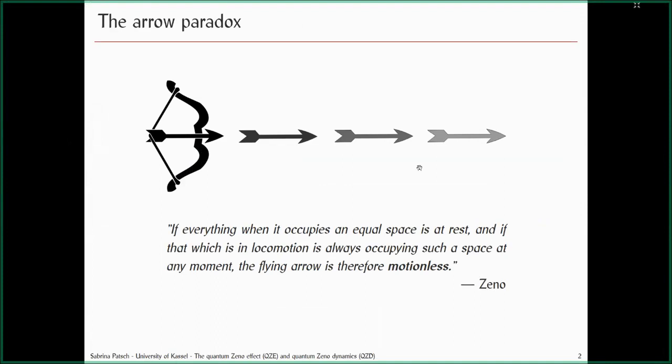So there are several paradoxes that he stated to show that actually motion is an illusion and that nothing is moving at all. So of course, in classical physics, that is not what happens. So we know that an arrow moves. When I shoot an arrow, it will definitely arrive at the target. But still, it was quite a difficult task for people to explain this paradox.